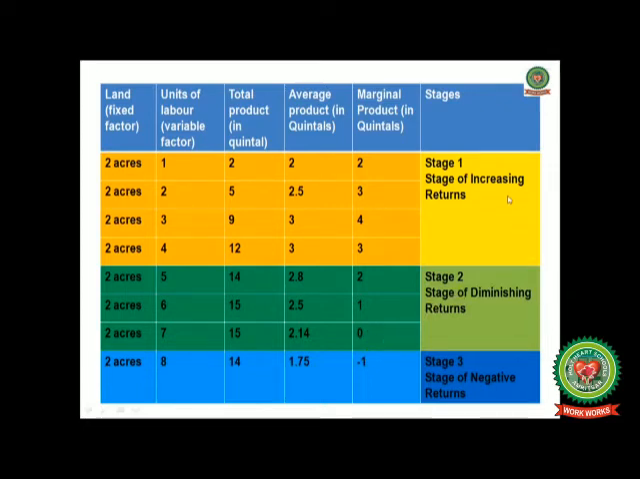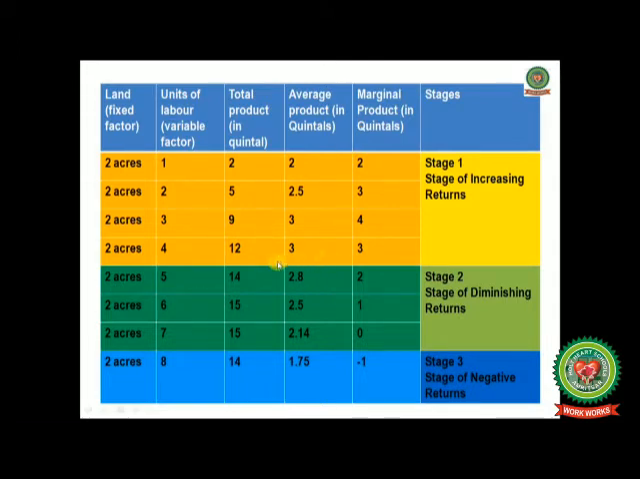Now we will decide which one is the first stage of production, which is the second stage, and which is the third stage. Students, always remember that while deciding the stages, we have to focus on the average product. Average product means per unit of labor, per laborer, we can judge how much output is given by each and every laborer. So the stages are decided from the average product column.